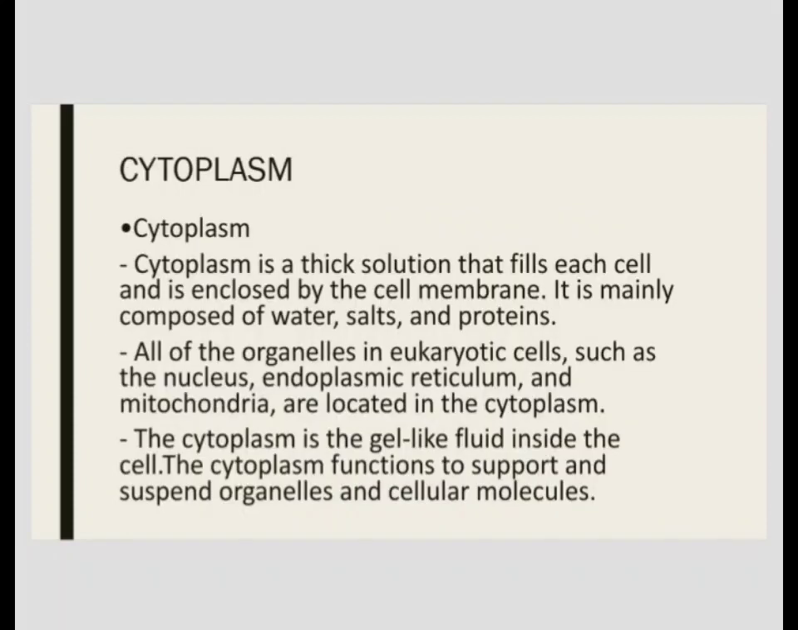Next is the cytoplasm. Cytoplasm is a thick solution that fills each cell and is enclosed by the cell membrane. Now, it is mainly composed of water, salt, and protein. All of the organelles in eukaryotic cells, such as the nucleus, endoplasmic reticulum, and mitochondria, are located in the cytoplasm. The cytoplasm is the gel-like fluid inside the cell.